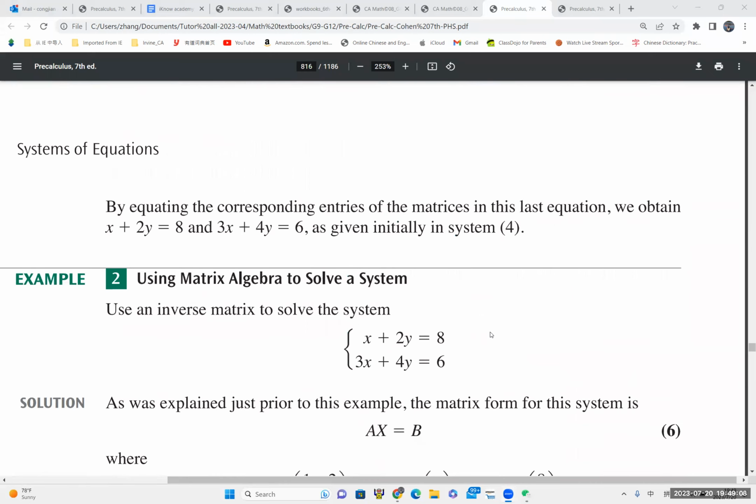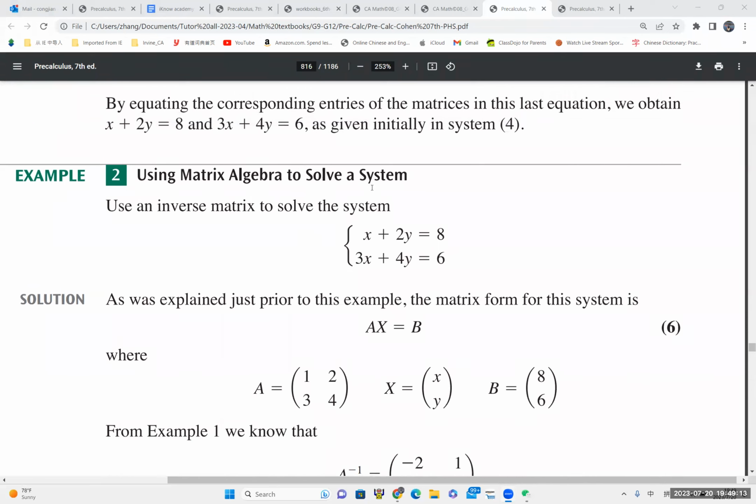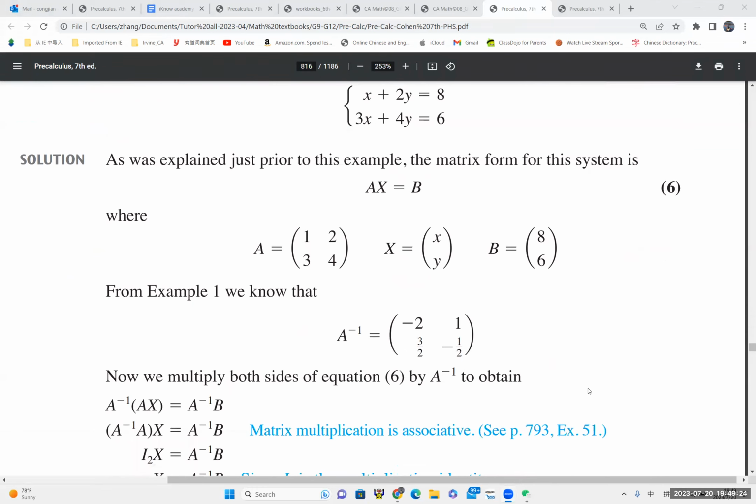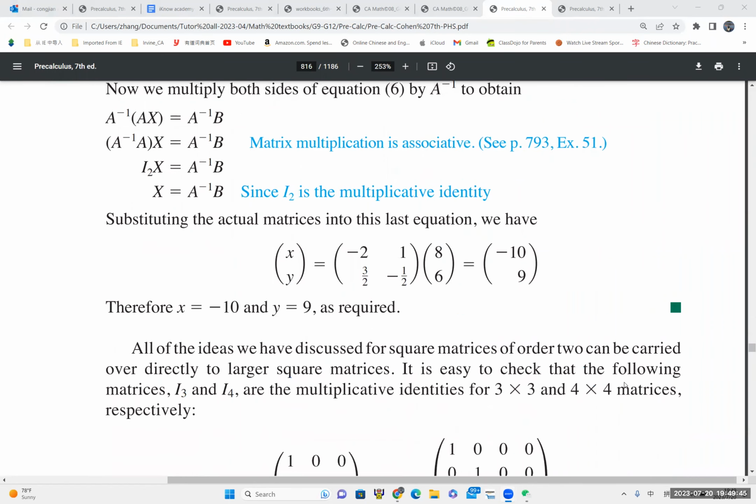Then they also show you a method. Using matrix algebra to solve a system, AX equals B. Find the inverse of A. Then both sides multiply by the inverse of A. This side goes to the unit matrix. The other side is the inverse of A multiplied by B. Then it will be the solution.